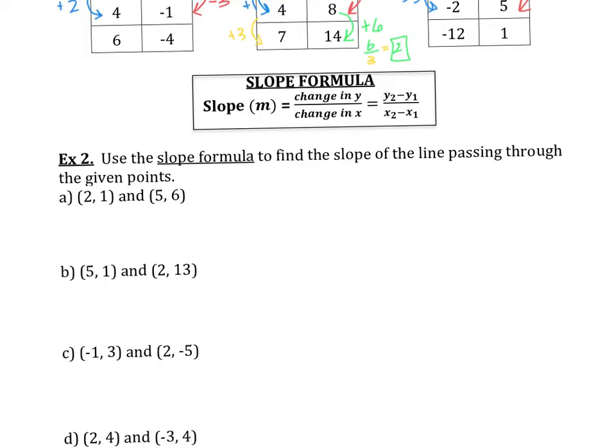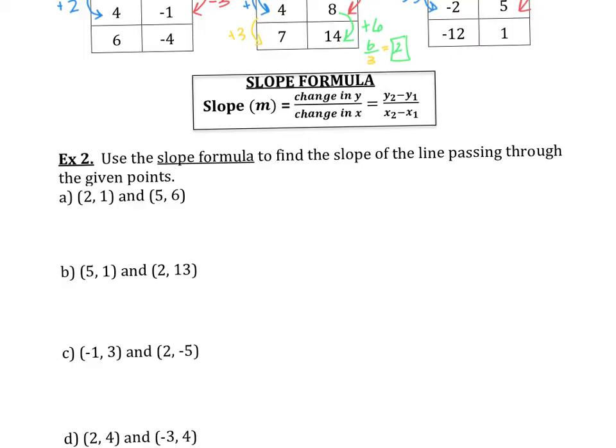Okay, for these ordered pairs, we're going to try to use the slope formula to calculate it. So it says use the slope formula to find the slope of the line passing through the given points. Okay, they give me 2 points. Now, the little 1 and 2, they're called sub 1 and sub 2. They just indicate that it might be the first or second ordered pair.